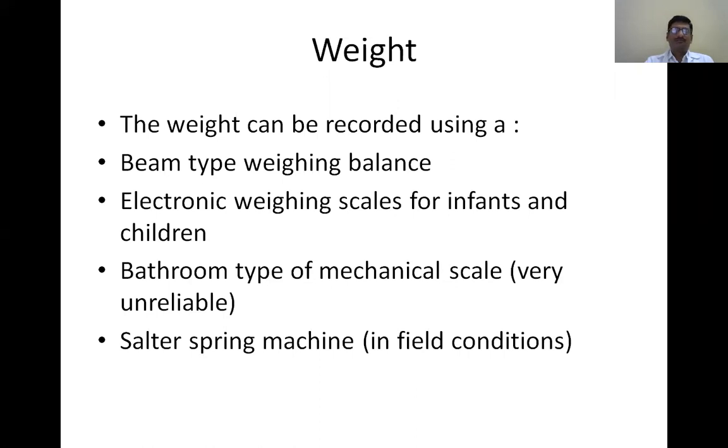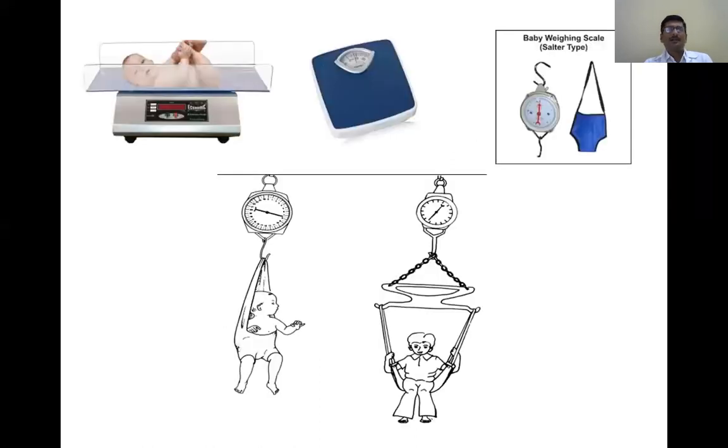So this is the electronic one. This is a meter wherein we measure the weight in kilograms. This is the bathroom type of scale. And these are the Salter type spring machines. This is the sling into which the baby is suspended, and this is hooked to the hook over here. So this is how the measurement is made. For infants as well as children, we can use the Salter type of spring weighing machines by which we can measure the weight.